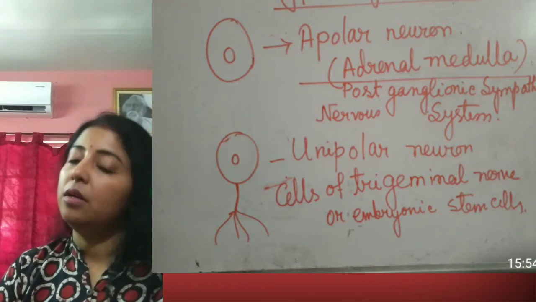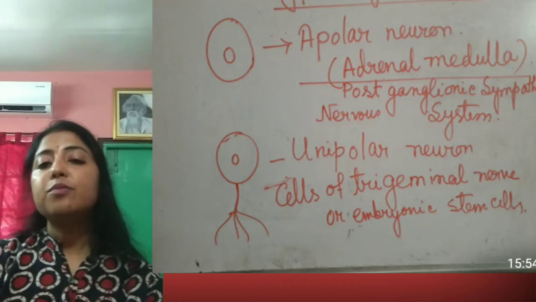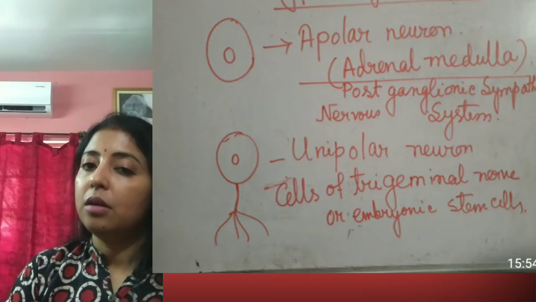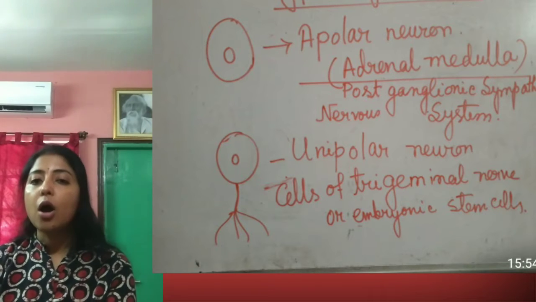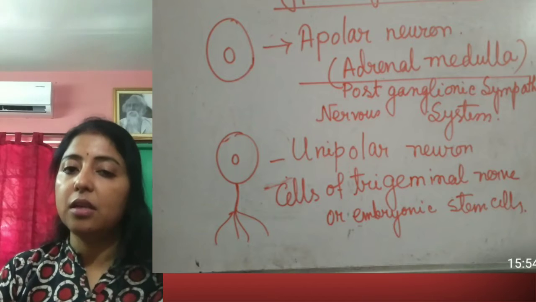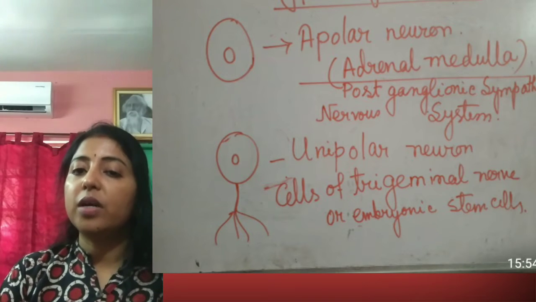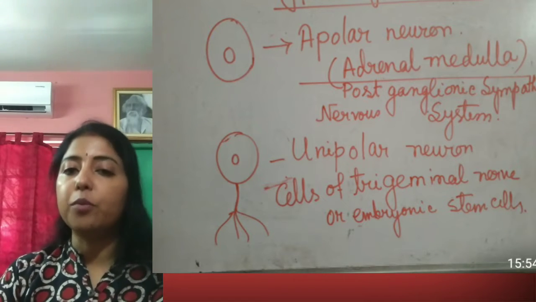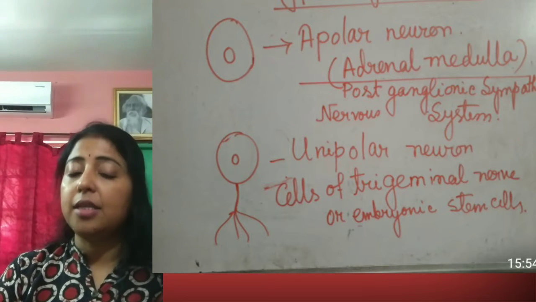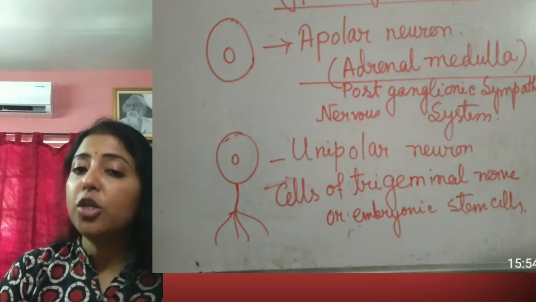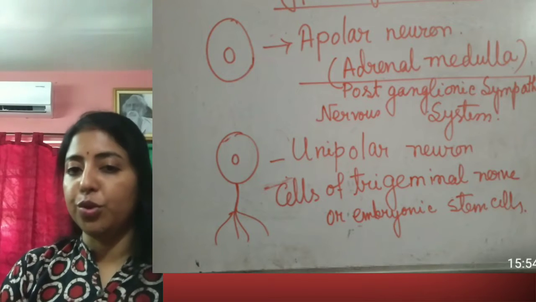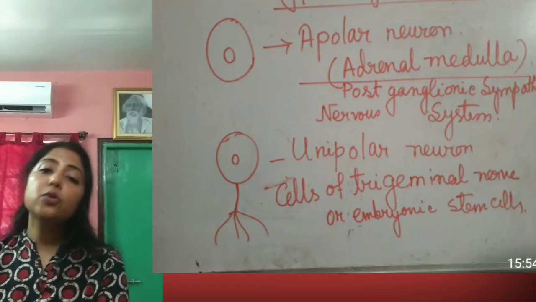Clear? And these types of neurons we can see in the adrenal medulla, the postsynaptic neuron of the sympathetic nervous system. Adrenal medulla is one kind of endocrine gland. From here some hormones are secreted, adrenaline and norepinephrine, which are also known as neurohormones. So that is where we can see this apolar neuron.